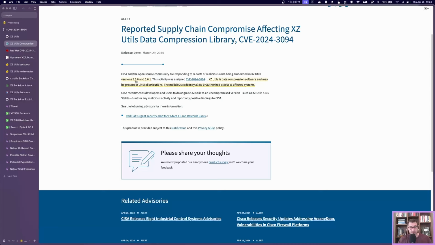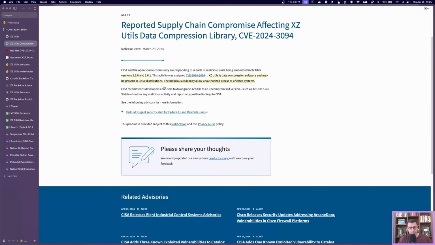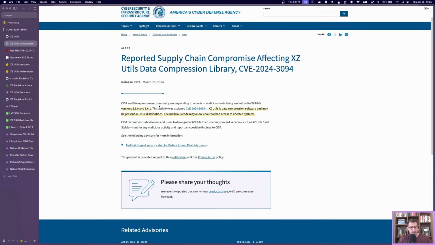However, you could still get those tarballs and install these manually, so it's still something to think about if you're doing that in your environment. On March 29th, 2024, it was discovered, and CISA put out an alert, a pretty short one, not a ton of info. Red Hat had given this CVE-2024-3094, and that's when they specified there's malicious code that was embedded. This was a supply chain attack that was pretty complex, and we'll get into that a little bit. But this was just letting everyone know, heads up, this is happening, so be aware.